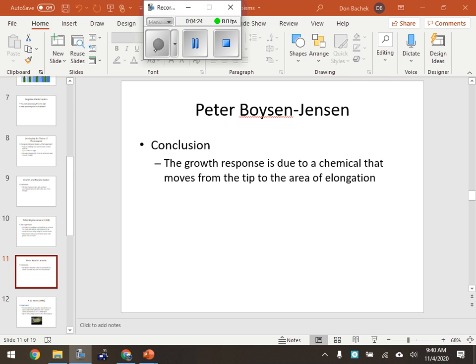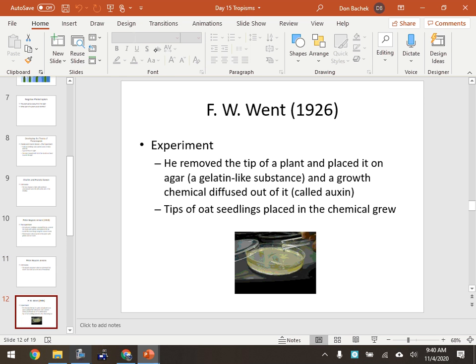So the growth response is due to some kind of chemical, and we're going to learn what that chemical is called. It's called auxin. That is responsible for that growth. And Went is the last one we're going to talk about here. He removed the tip of a plant and placed it on agar, which is a gelatin-like substance, and a growth chemical diffused out of it. And he called it auxin. Tips of oat seedlings placed in the chemical grew.